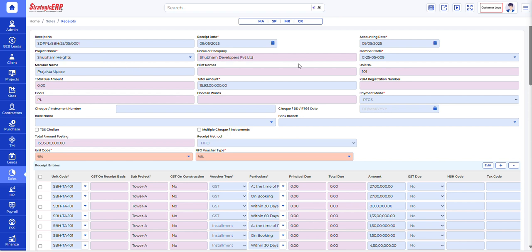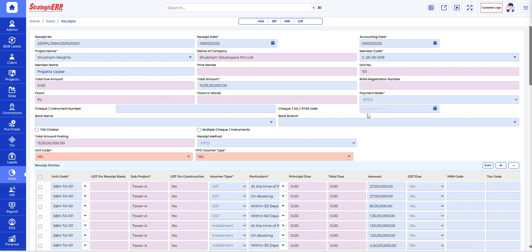You have the project name, the company name, the member code. The member code is generated from the customer details. Once the customer has booked and the booking is done, the receipt entry is captured here, and the system automatically generates the customer code, the member name, the unit number, and the total cost amount for that project.